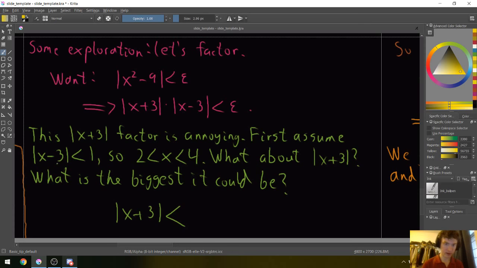So here's what I'll suggest. Since we're ultimately going to make x very close to 3, let's start by assuming x is within 1 of 3, right? If x is within 1 of 3, it must be true that 2 is less than x is less than 4. So let's assume that. Now what is the biggest that this annoying factor, the absolute value of x plus 3, could possibly be? What is the upper bound for the absolute value of x plus 3, assuming x lies in this interval?